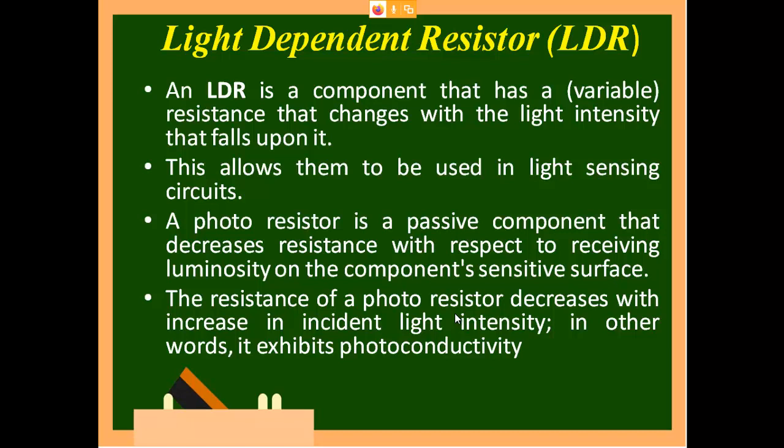Okay, now let us see the light dependent resistor. A light dependent resistor is such that when a light source falls on that particular device, the resistance value will change. If more intensity is falling on the device, the resistance will come down. If there is no light, the resistance will be maximum. An LDR is a component whose resistance changes with the light intensity that falls upon it. It allows it to be used as a light sensing circuit. So when you want to sense light, you go for an LDR.